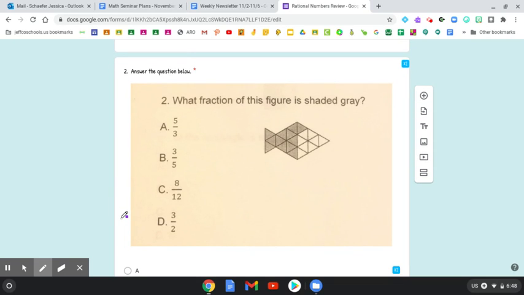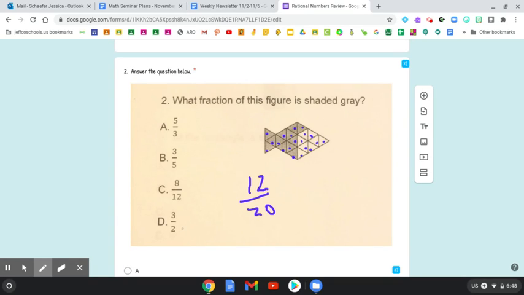Here's question 2. What is the fraction of this figure that is shaded in gray? So I'm going to go count each individual piece. There's 3, 4, 5, 6, 7, 8, 9, 10, 11, 12 pieces shaded in gray. Out of how many total? So there's 13, 14, 15, 16, 17, 18, 19, 20. 20 total pieces. But 12/20ths is not an option over here.